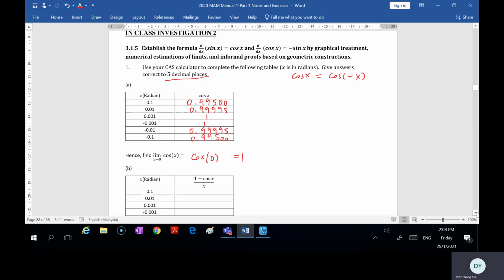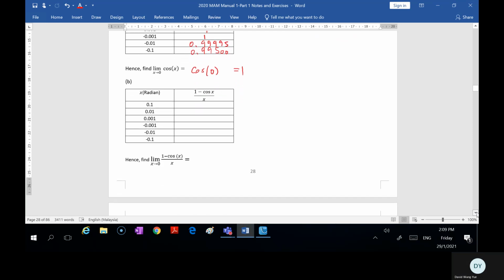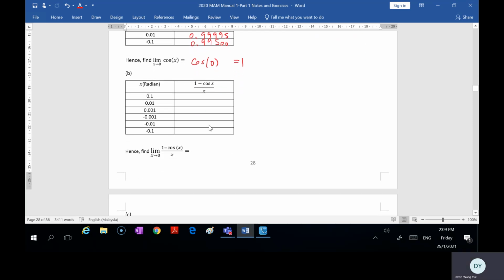Second one. Now this one, you cannot really sub 0 inside because that will be 1 minus cosine 0 over 0, which is 1 minus 1 over 0, and you cannot move on. What is the value of 0 over 0? No. So this time we have to check the values in the table and then guess the limit of 1 minus cosine x over x.